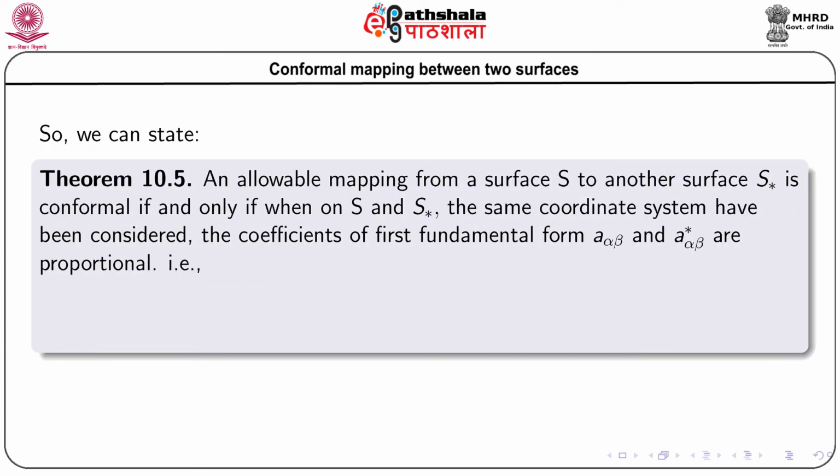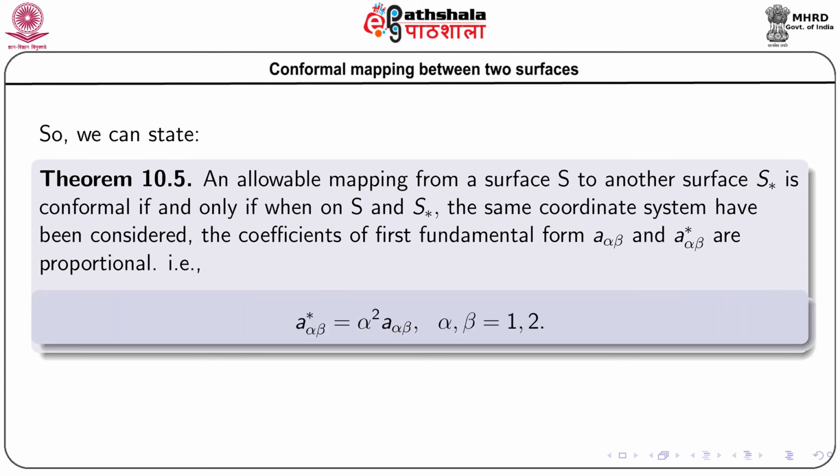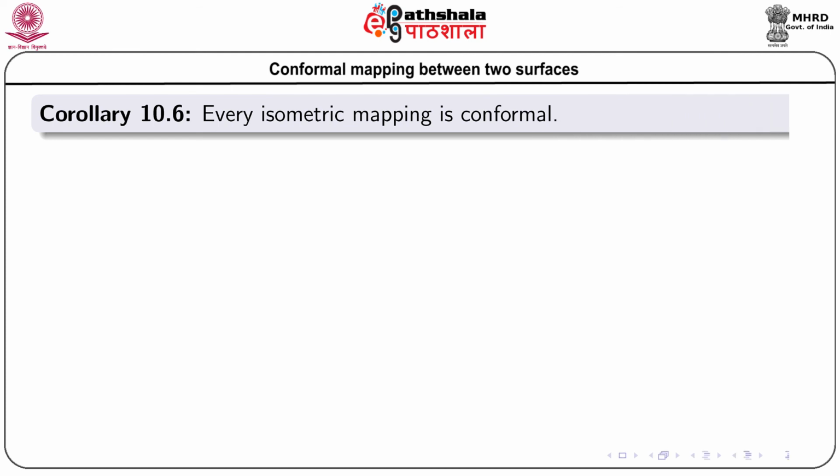So, we can state that an allowable mapping from a surface S to another surface S star is conformal if and only if, when on S and S star the same coordinate system has been considered, the coefficients of first fundamental form A alpha beta and A star alpha beta are proportional. That is, A star alpha beta equals alpha square A alpha beta. So, every isometric mapping is conformal, as a corollary we can get.